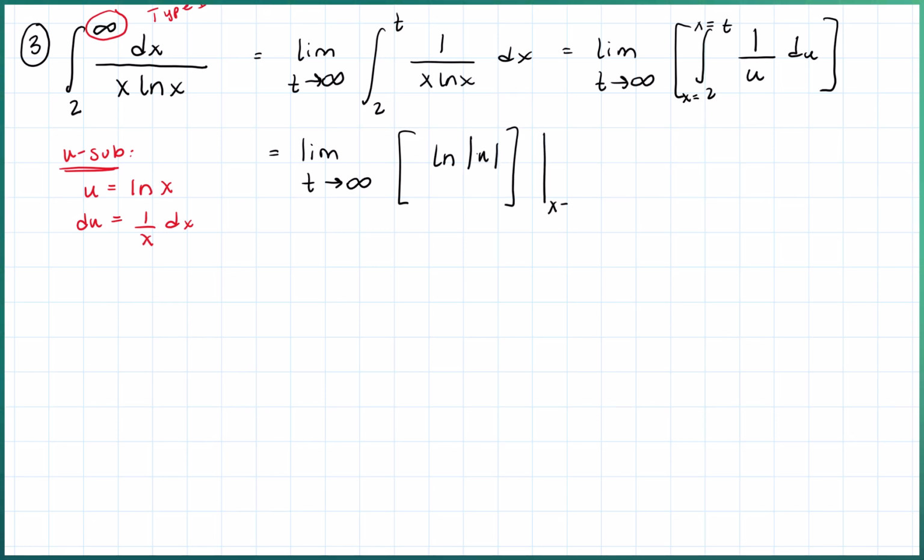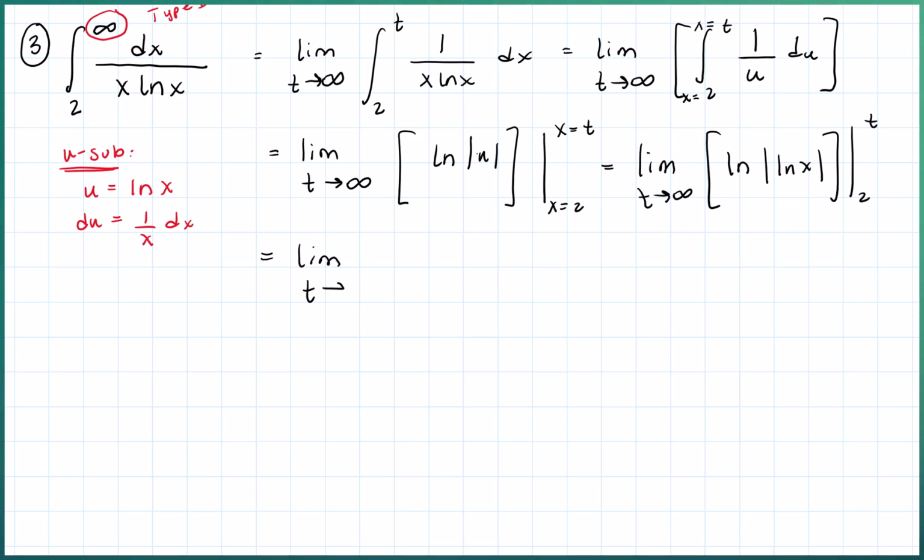Evaluated from x equals 2 to x equals t, but that's going to be the limit as t is approaching infinity. That's where it would have saved us some time if we had switched the bounds. But it's the natural log of the absolute value of the natural log, because our u was the natural log of x. Now we are evaluating that from 2 to t. We'll plug that in, and then we'll be able to take the limit. So the limit as t is approaching infinity of the natural log of the absolute value of the natural log of t minus the natural log of the absolute value of the natural log of 2.